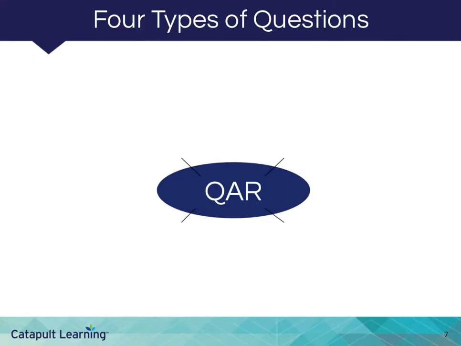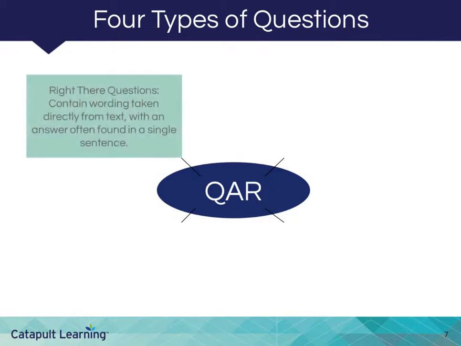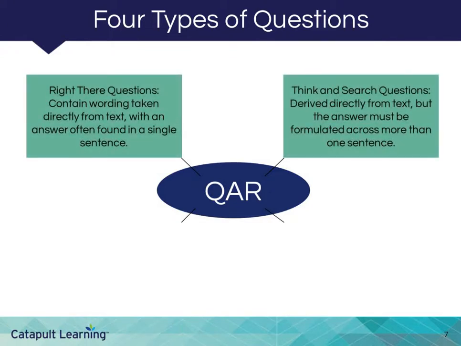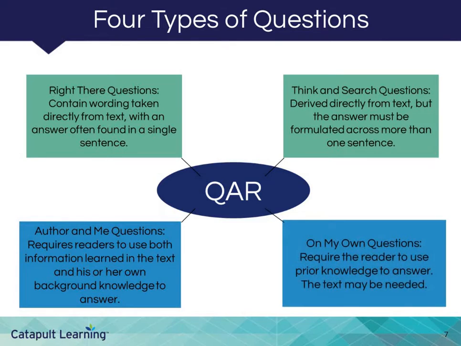Let's take a look at the 4 types of questions. Right there and think and search are explicit questions, meaning the answer can be found in the text. Author and me and on my own are implicit, meaning that the answer is outside of the text and must be formulated by also using what the reader knows.